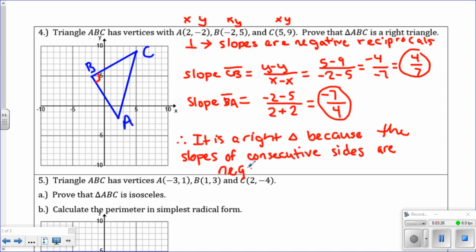So just think of the process. Right angles form perpendicular lines, the slopes are negative reciprocals, and then you will know what to do. There we go. It's a right triangle because the slopes of consecutive sides are negative reciprocals. Done.